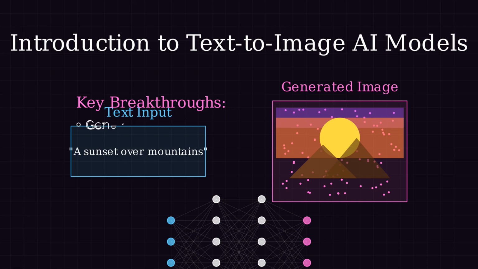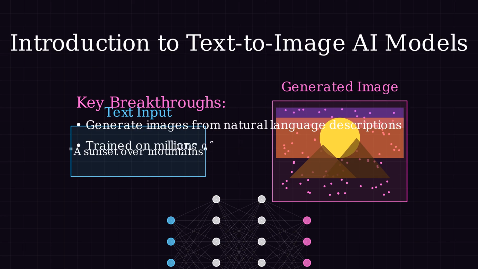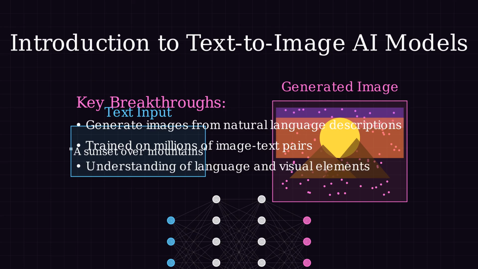These models represent a breakthrough in artificial intelligence, allowing users to generate images simply by describing what they want to see. The process involves complex neural networks that have been trained on millions of image-text pairs. This training enables the models to understand the relationship between language and visual elements.